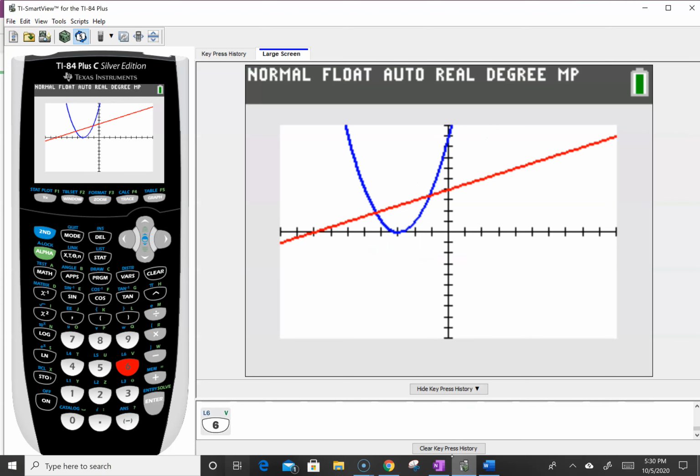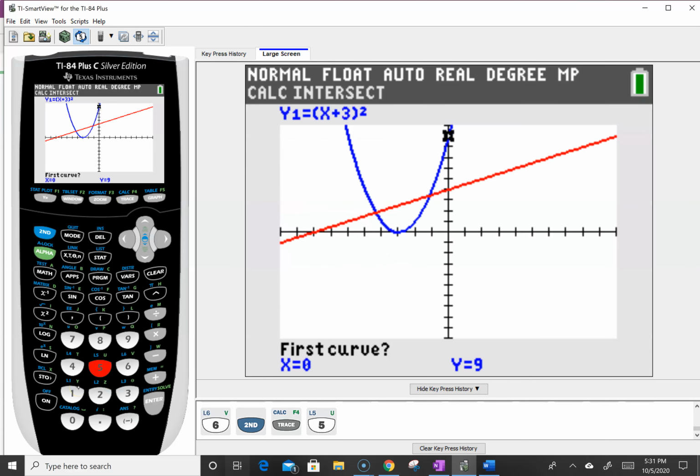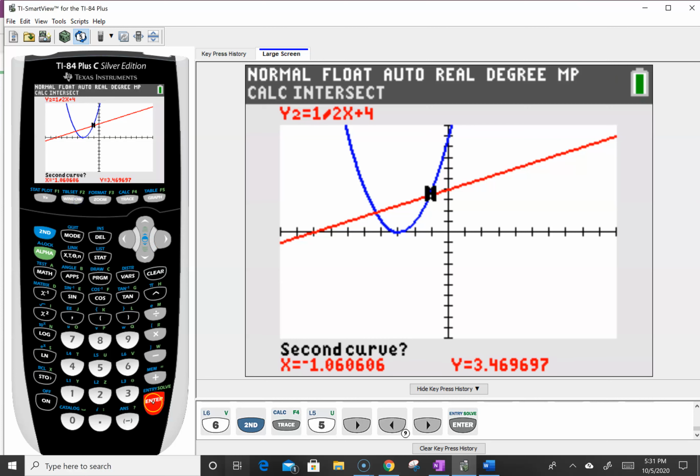Well, let's figure out what those intersections are. It is not good enough to hit trace. You have to do the calculation. So to do that, I'm going to do second, calculate, which is the trace button. I want an intersection, which is option 5. There's my cursor. If I move to the right, oh, it's going too far. I got to go to the left. Get it really close to my intersection. That's probably close. Hit enter, enter. What's my guess? That's my guess.